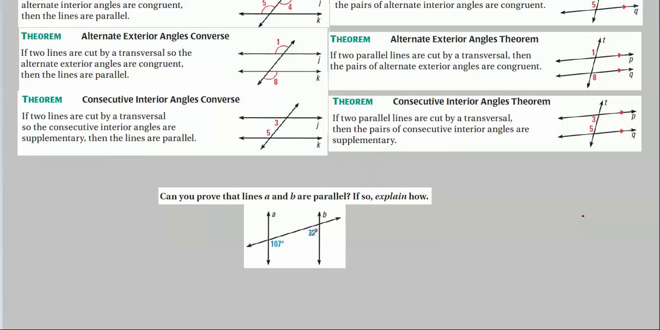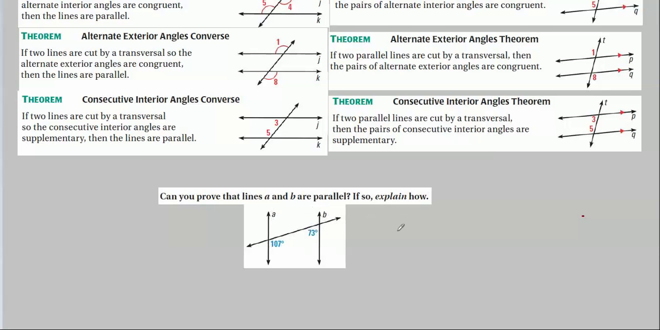Well, these are consecutive interior angles. And we know consecutive interior angles are supplementary if these lines are parallel, or if these two angles are supplementary, then A and B are parallel. So all we have to do is check. Does 107 and 73 add up to 180?